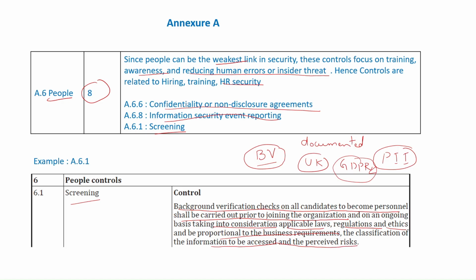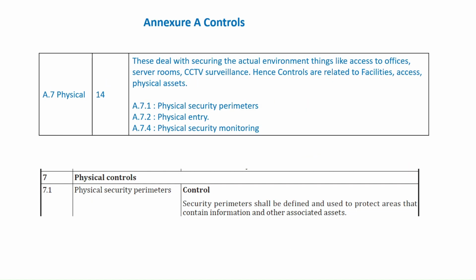So this is what the screening control talks about. Physical control. Physical control has 14 controls in it. These physical controls deal with securing the actual environment, which is nothing but the physical office. Things like access to office, server rooms, CCTV surveillance, all these come under the physical control. Hence, these controls are related to the facilities, access, and physical assets.